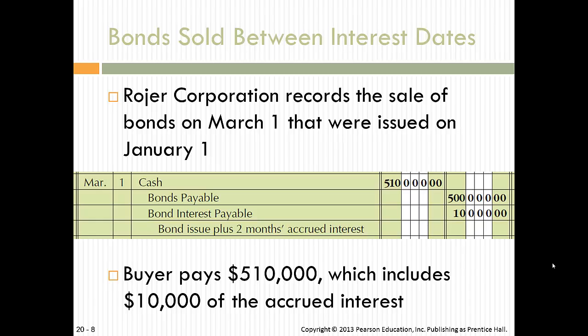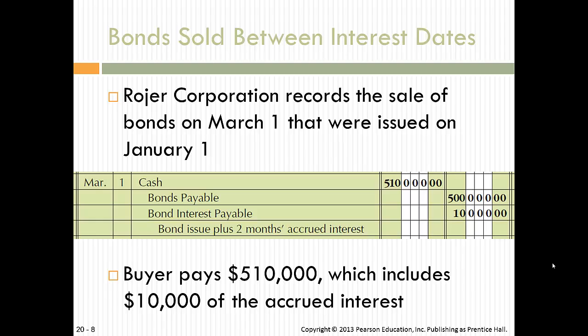Now let's go over the example in the textbook. Roger Corporation records the sale of bonds on March 1st that were issued on January 1st. That means January 1st is the issue date printed on the bond certificate, and interest is paid on June 30th and December 31st every year, regardless of when the bonds are actually sold. In this example, the bonds were actually sold on March 1st.